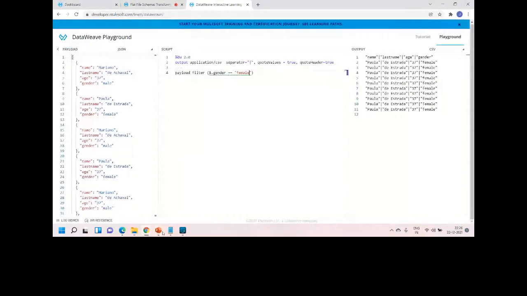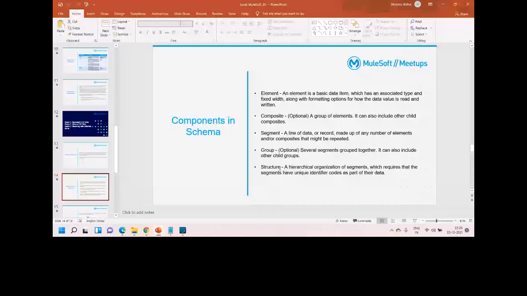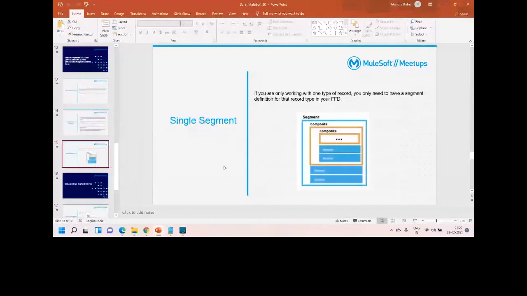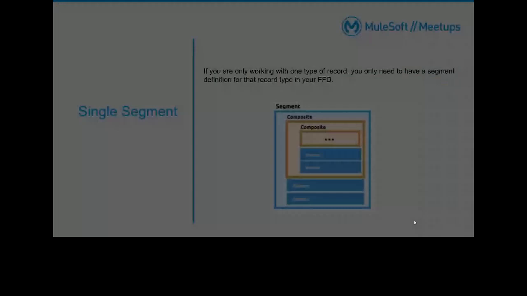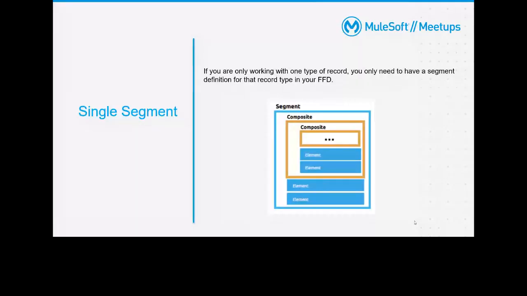The structure is basically the flat file which is made up of your segments, composites, and all the elements. That is the structure. We are going to see that. We will start with a single segment. All the segments are the same. In an IDoc you have different kinds of segments. If you are working with one type of record, you only need a segment definition for that record type in your FFD.